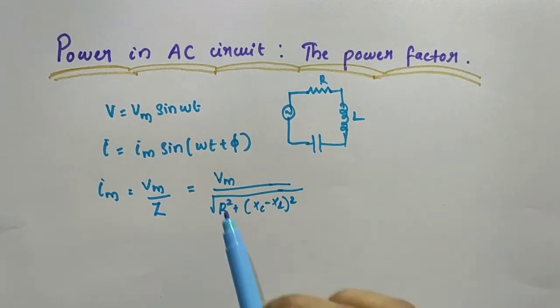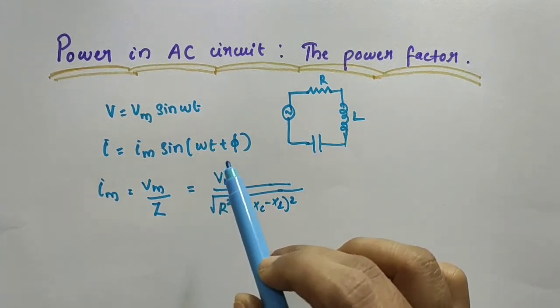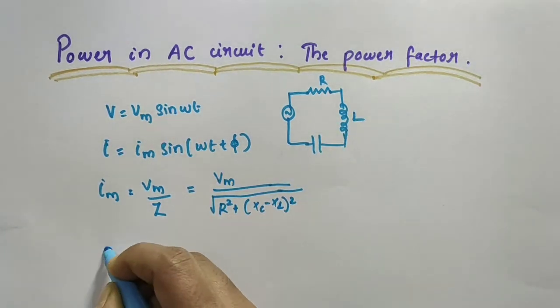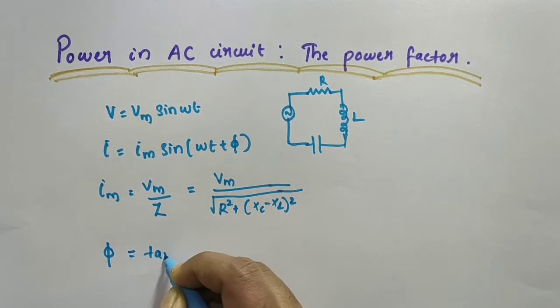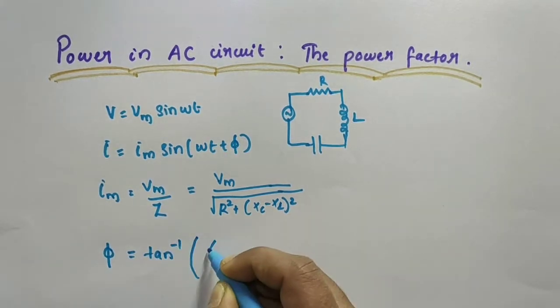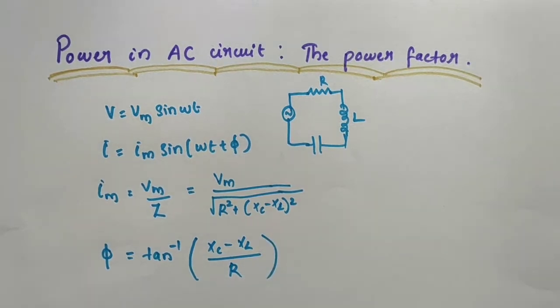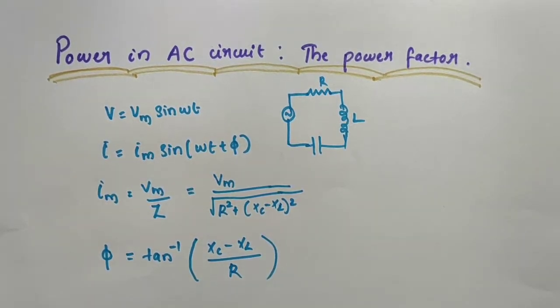Now there is a phase difference between the current and the voltage in this LCR circuit. That phase difference is what? Phi equal to tan inverse of Xc minus XL divided by R. I hope you remember all these equations. Phi equal to tan inverse of Xc minus XL divided by R.